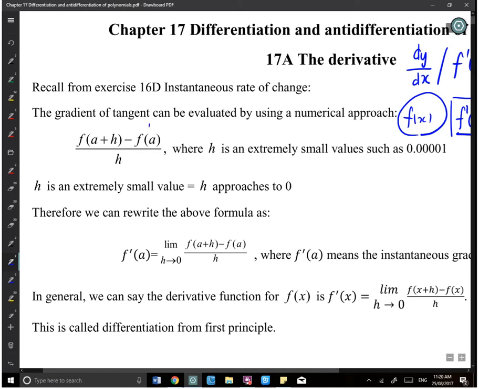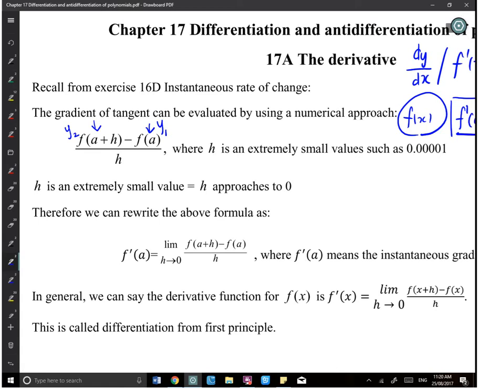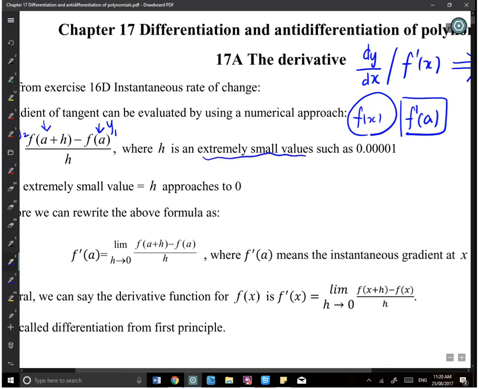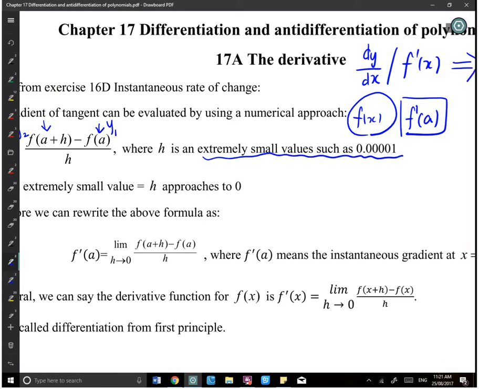f(a) is the y value of that point. f(a + h) is the y2 value at another point really close to that point. What is h? h is an extremely small number, like 0.0001. That's the way we did it before, right? If a is 2, then 2 + h is 2.0001. We put those two values into f(x), subtract the y values, and then divide by h, the change in x.